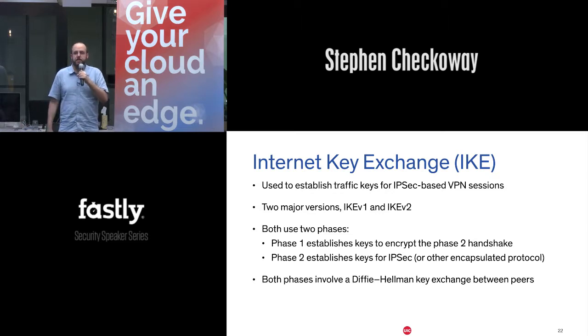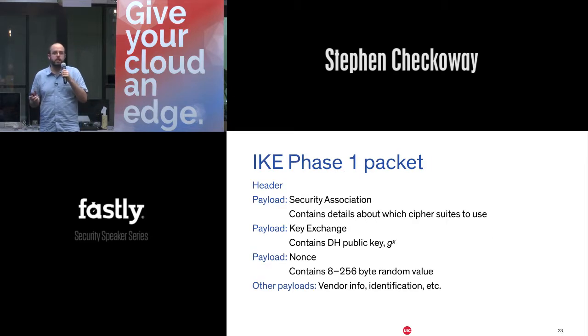They're more or less similar. There's some annoying differences, but basically they each have two phases. In the first phase, they establish keys between both peers, called the initiator and the responder. The point of these traffic keys is simply to protect phase 2, where they actually generate the traffic keys that they're going to use for IPsec or any other sort of encapsulated protocol that they're using. And in both cases, there is a really standard Diffie-Hellman key exchange that happens, although it's optional in phase 2.